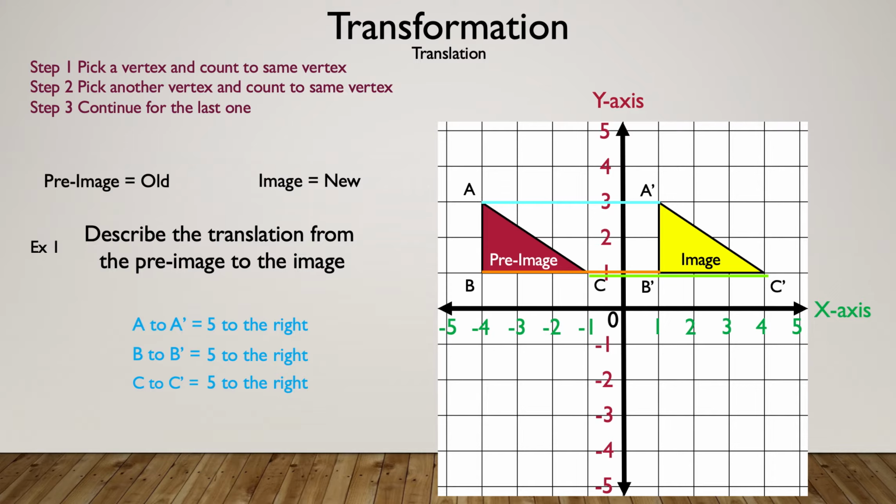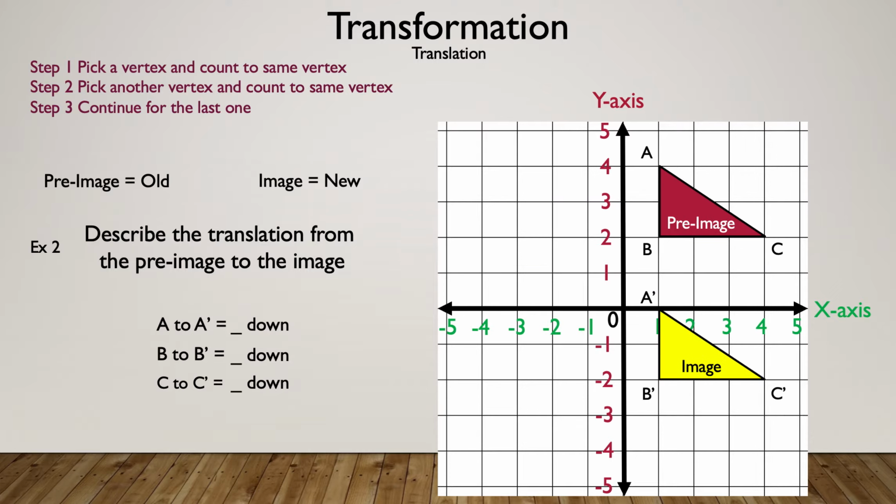Okay, now let's take a look at example 2. Let's read the question. Describe the translation from the pre-image to the image. So we're starting with the pre-image and we're going down to the image. So let's go ahead and get started. We've highlighted the entire pre-image and we moved it 1 space down. Let's continue doing so until we overlap.